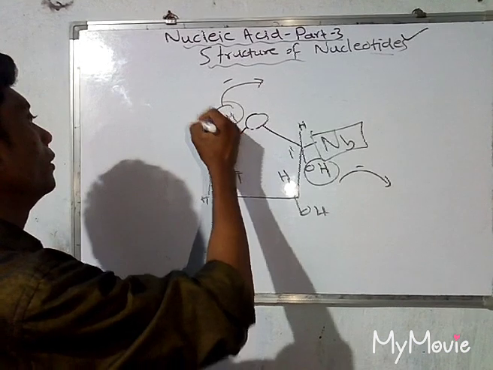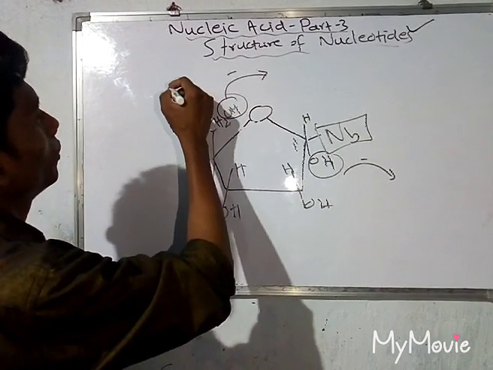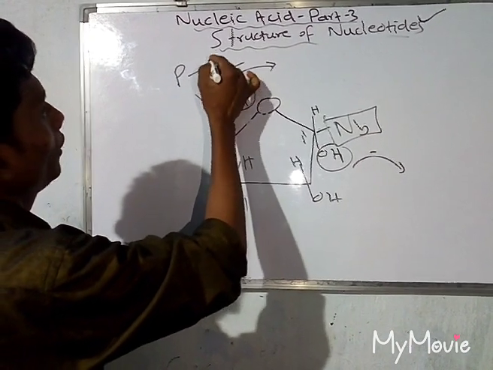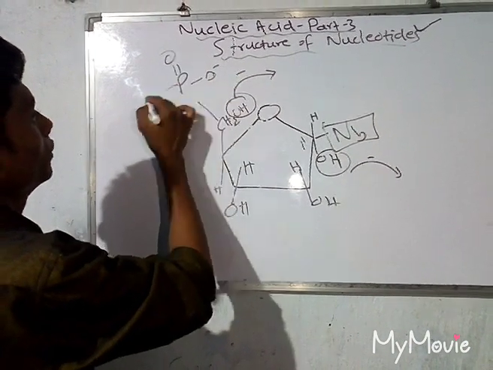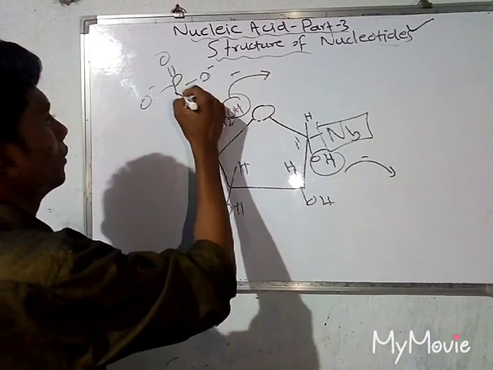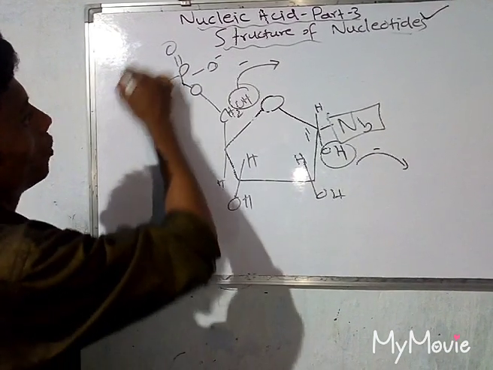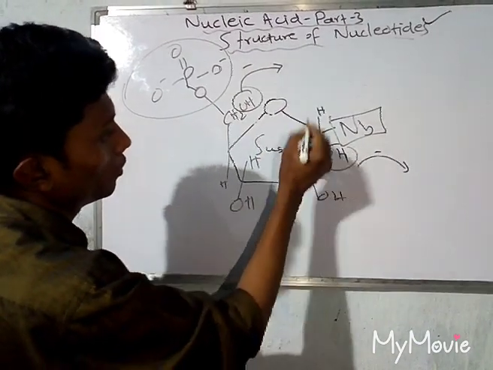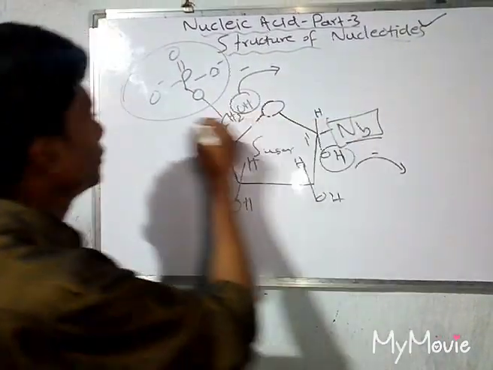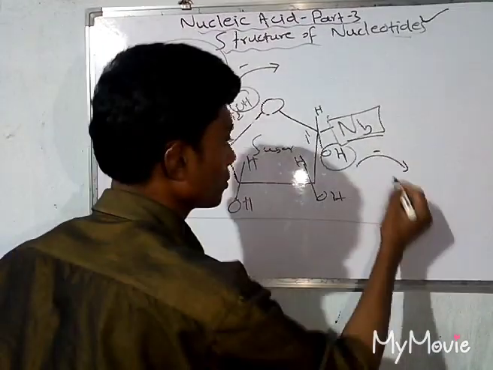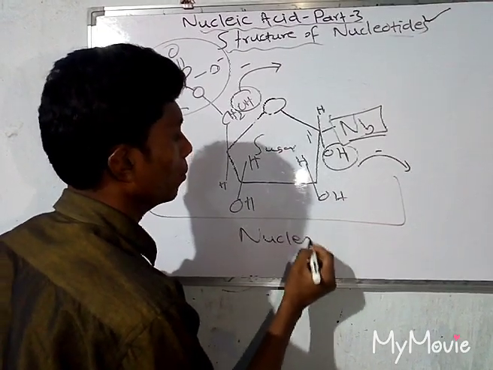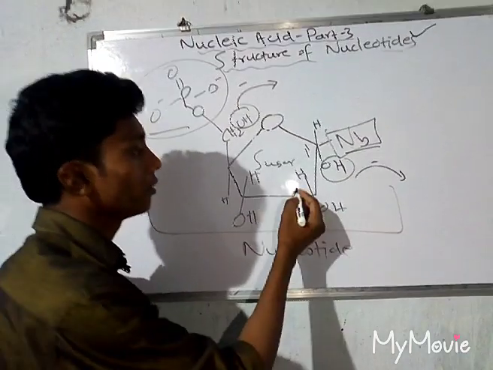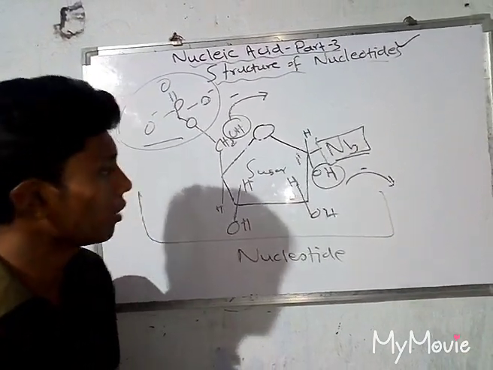A phosphate group is like that. Here this OH is removed, and here a phosphate group is added. This is the phosphate group. Clear? Here you can see this is the sugar, this is the nitrogenous base, and this is the phosphate group. Now this total structure is called a nucleotide.